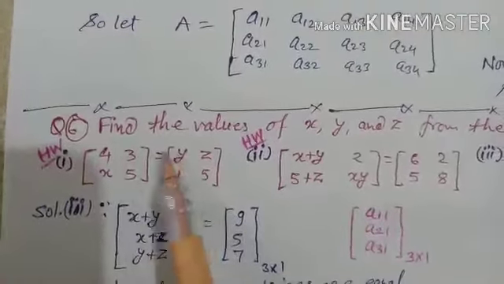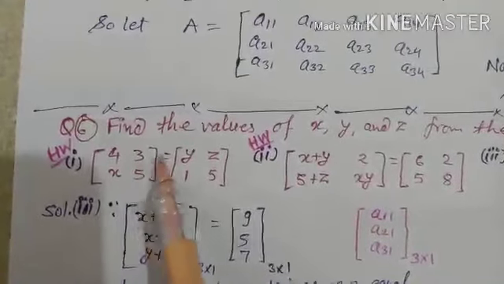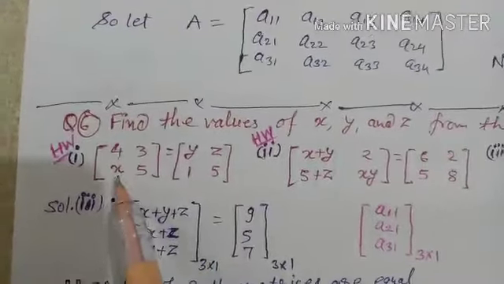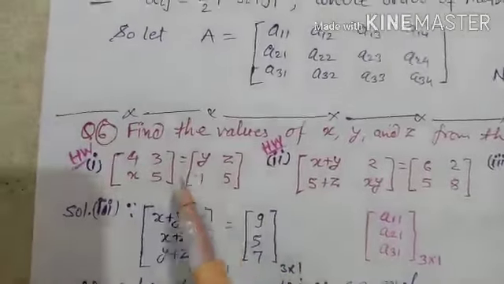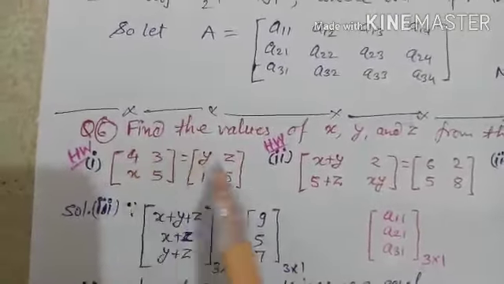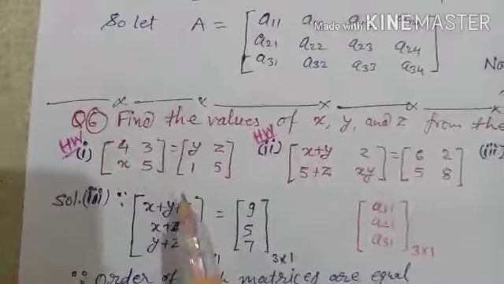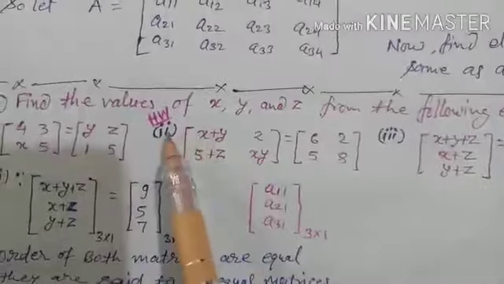Suppose 4 equals y, it means y is equal to 4. Then 3 equals z, so z is equal to 3. x is equal to 1 and 5 is equal to 5. So here y is 4, z is 3 and x is equal to 1. Same as in the second part, which is also homework for you.